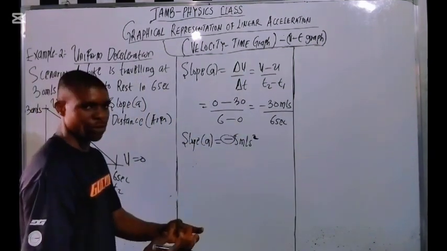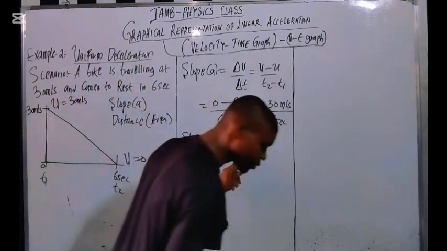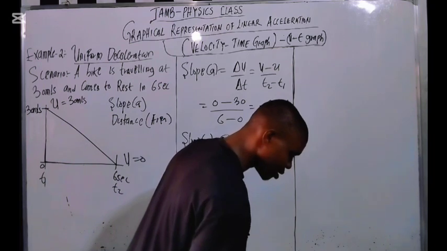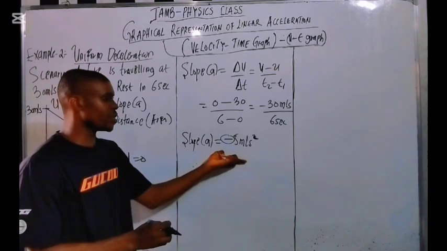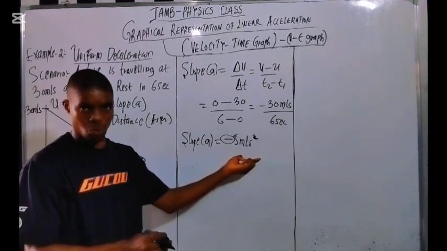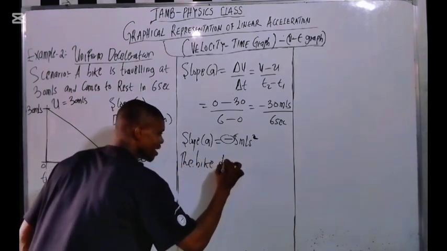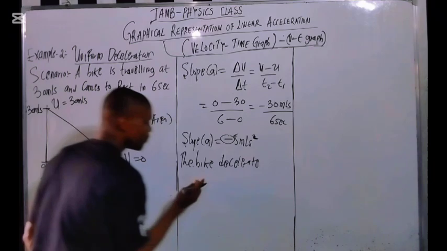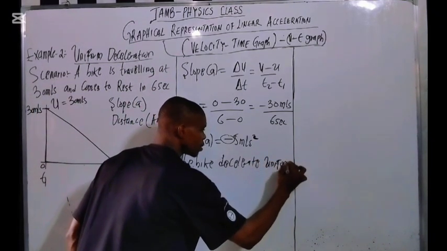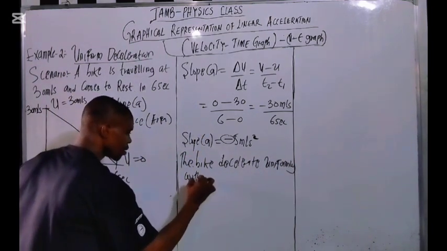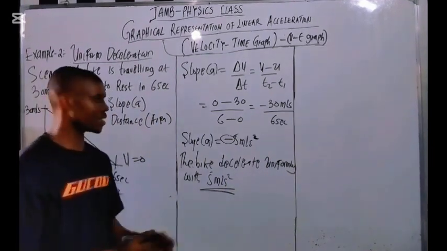So what is the interpretation? It means that the bike decelerates uniformly with 5 meters per second squared. So the bike decelerates uniformly with 5 meters per second squared. That is what it means. Do you understand? So that is what the slope tells us.